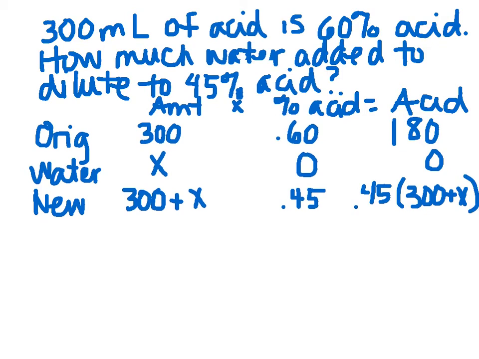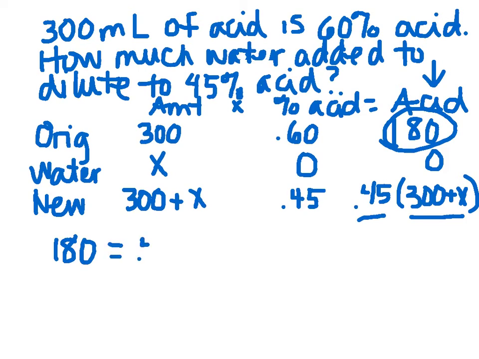Okay, this is where we really have to put our thinking caps on. 45% of the new solution is going to be this 180. Since this is talking about the acid, we haven't added any acid. So that amount of acid, 180 milliliters that we started out with, that's all of the acid. We want that much acid to be 45% of the new solution. We don't know how much is in that solution, but we know that it is 300 plus x.